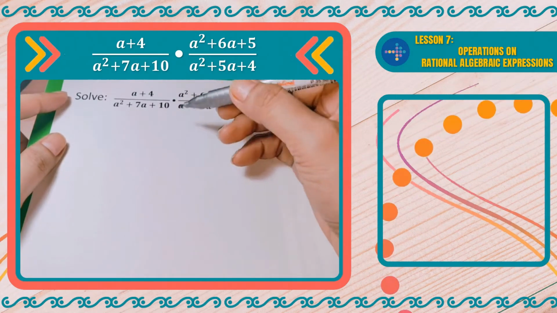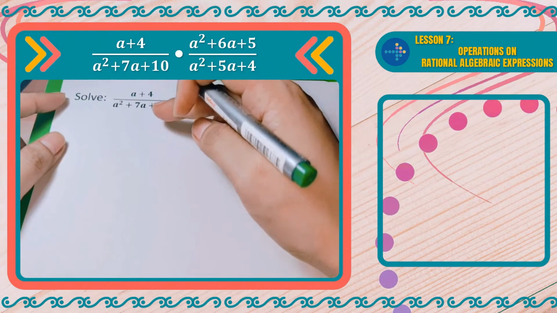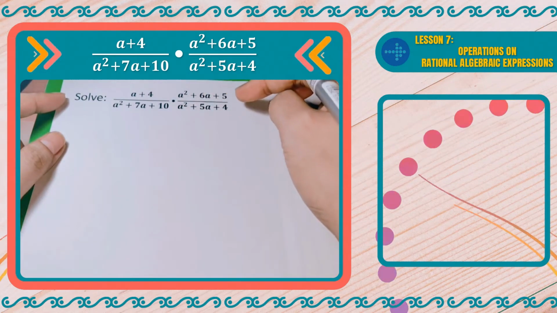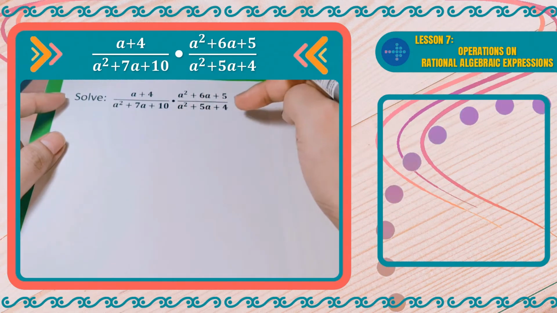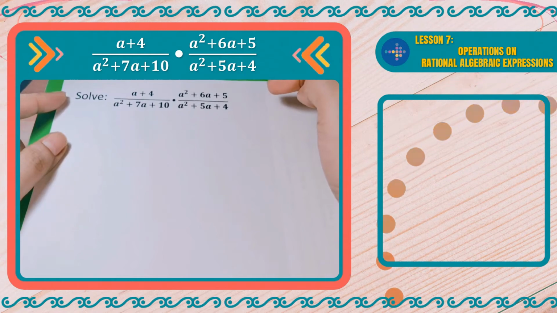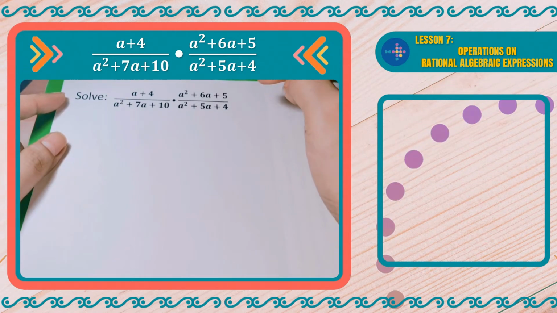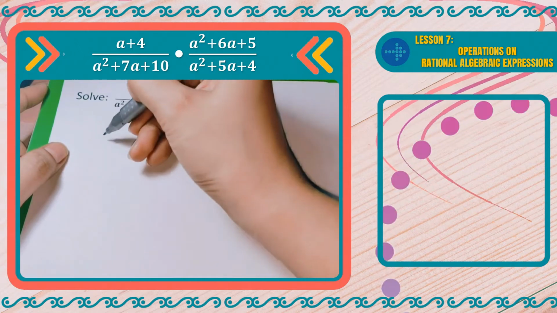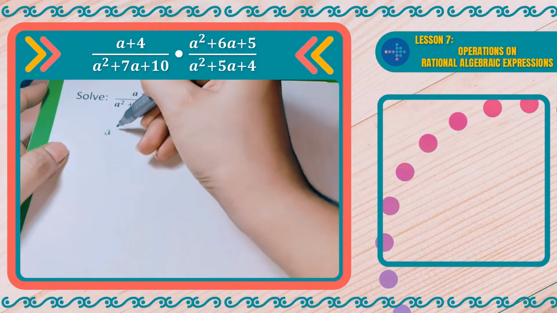So the given is (a plus 4) over (a squared plus 7a plus 10) times (a squared plus 6a plus 5) over (a squared plus 5a plus 4). So again, factor the numerators and the denominators. For a plus 4, prime na kagad siya. So, ang susunod lang natin is a plus 4.